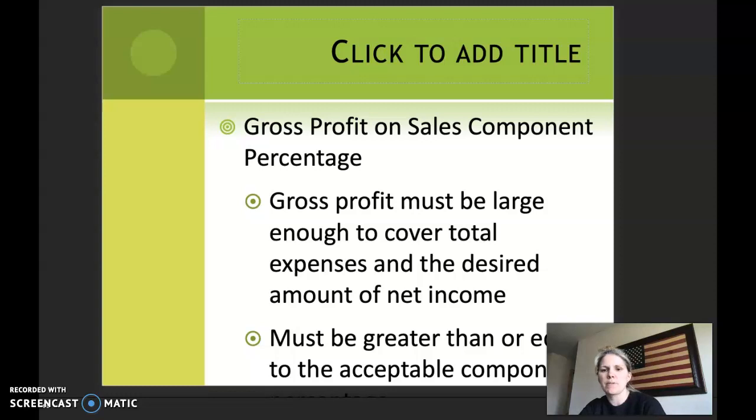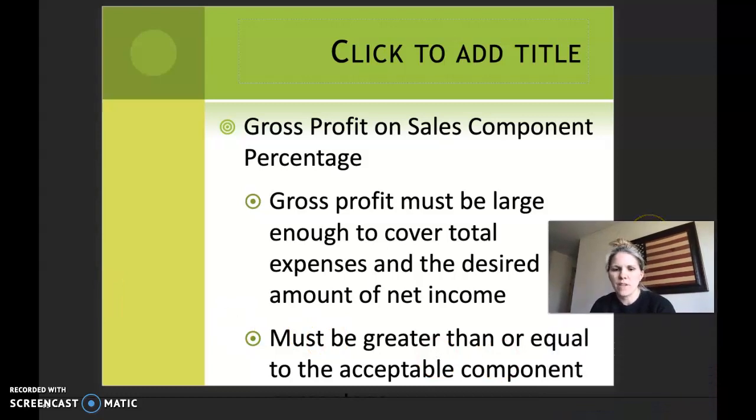Then we have our gross profit on sales. And this, we need it to be large enough that it's actually going to cover our total expenses, as well as hopefully getting us some net income, making some money. And then when we're looking at it, it should be greater than or equal to whatever is considered acceptable.